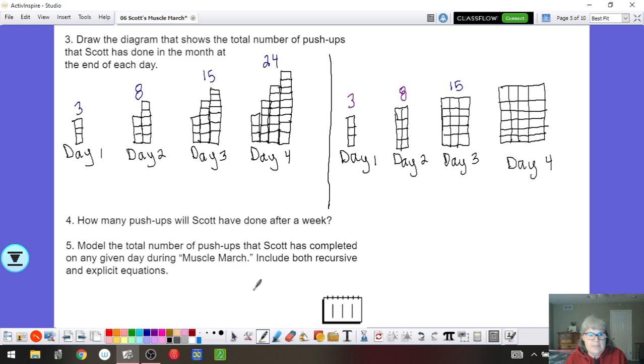And sorry, these last ones don't quite look like squares, but I think you've got the idea. We'll come back to these descriptions in a little bit, but let's see if we can take this pattern of 3, 8, 15, 24 and find how many push-ups Scott would have done after a full week.